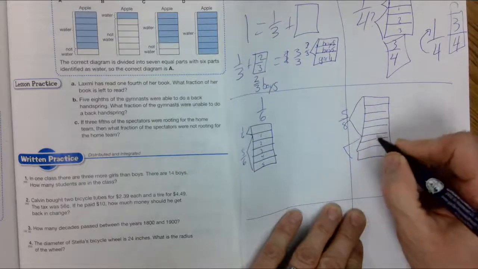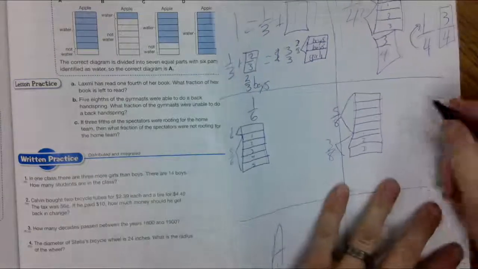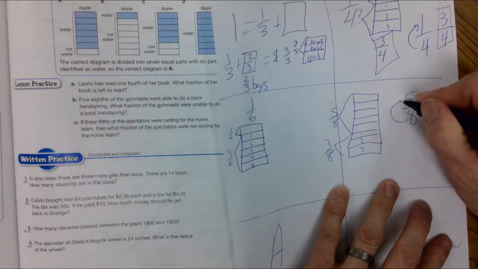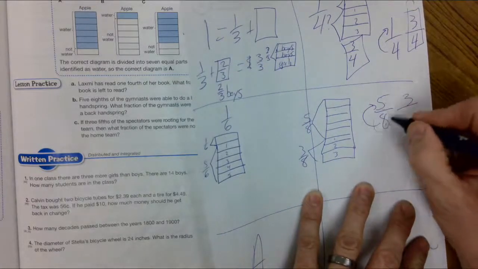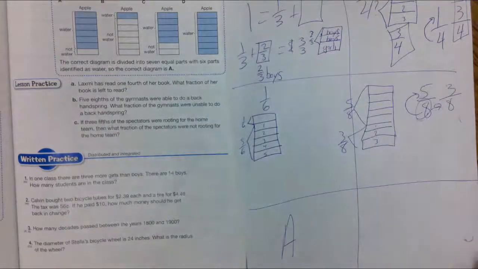And what does that leave us? 1, 2, 3/8 cannot. Let's do it Mr. Bauer's way. 5/8, take the denominator minus the numerator. 8 minus 5 equals 3. Keep the denominator. 3/8. Same answer, a lot less diagram.